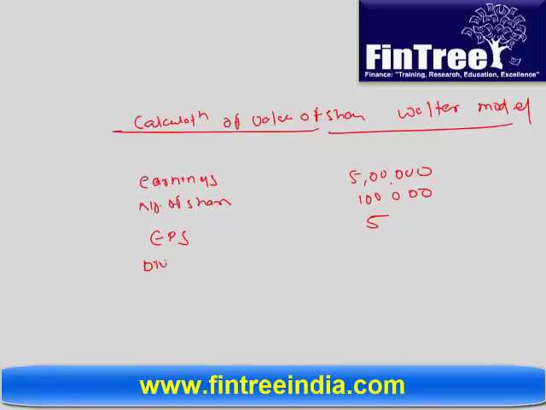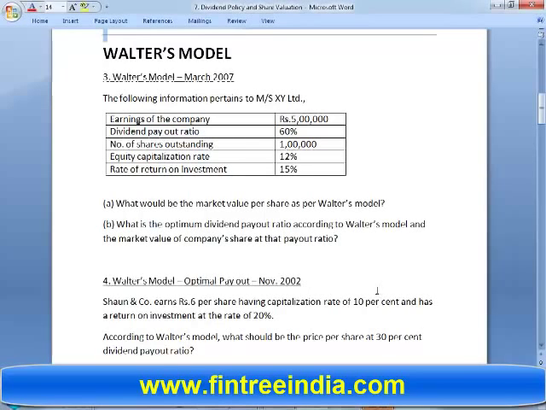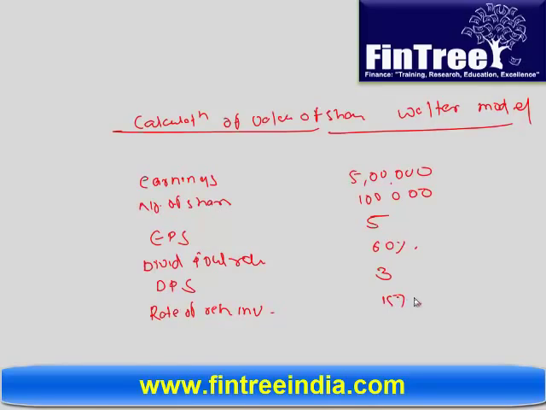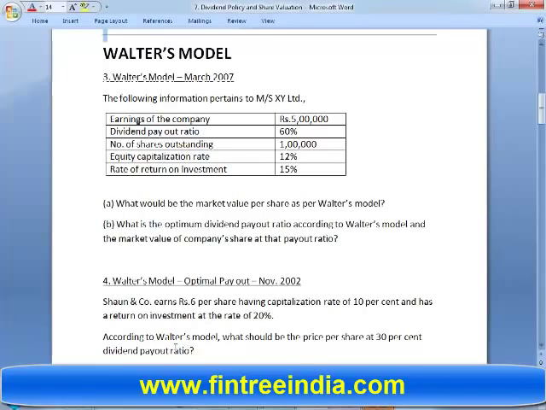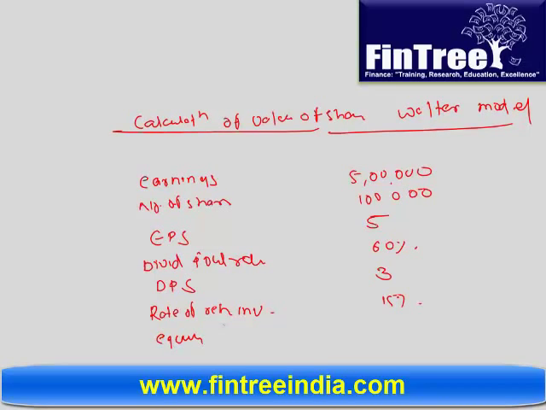Dividend payout ratio 60%, and therefore dividend per share is 3. Rate of return on investment is given as 15%, and equity capitalization rate is given as 12%. Okay, now this is EPS, this is DPS. Just write down this number as R and this number as K.